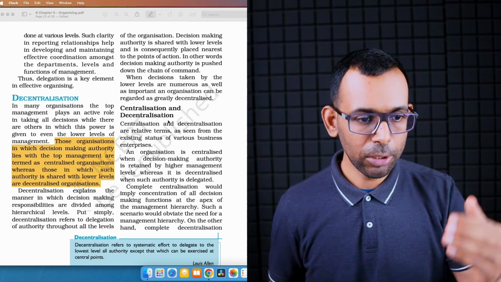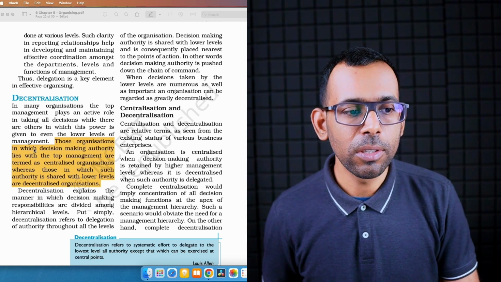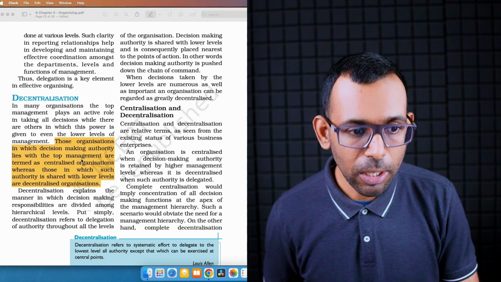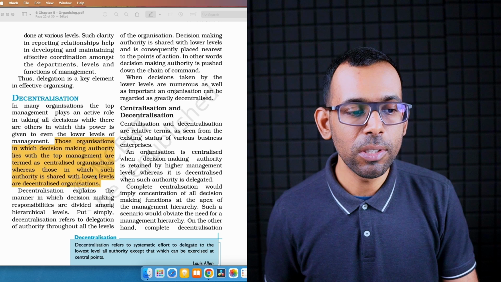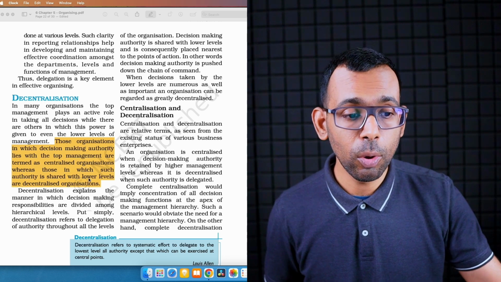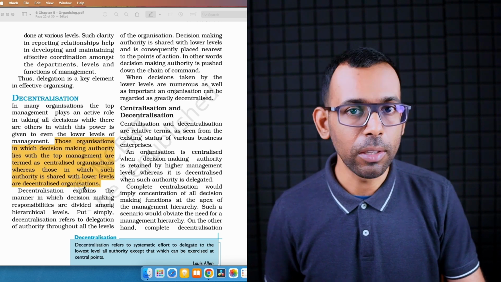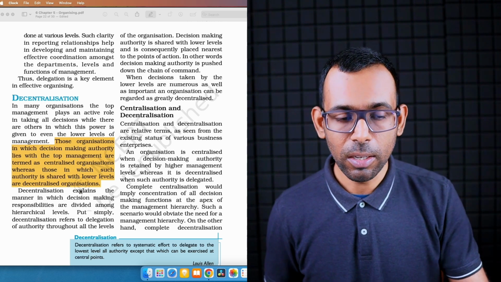With this understood, let's quickly read this. Those organizations in which decision-making authority lies with the top management are termed as centralized organizations, whereas those in which such authority is shared with lower levels are decentralized organizations. So this is what we just discussed so far.